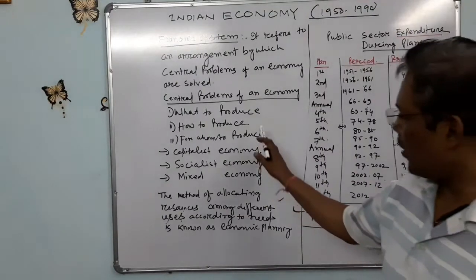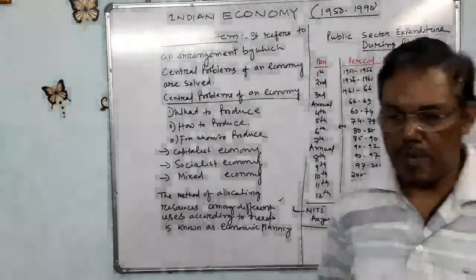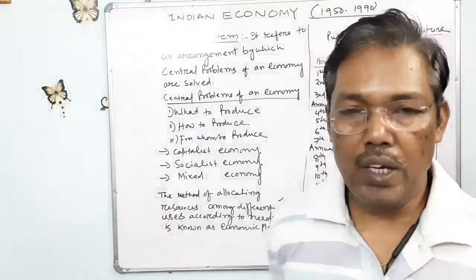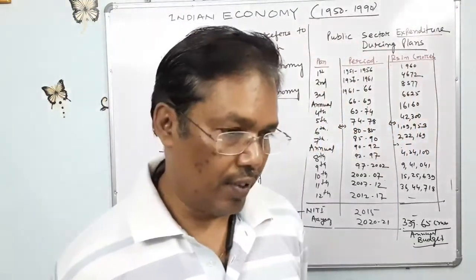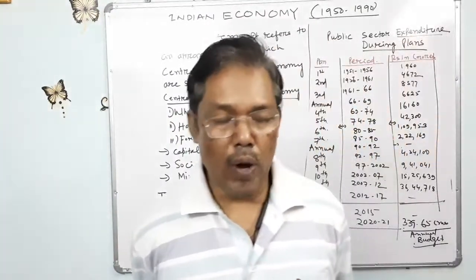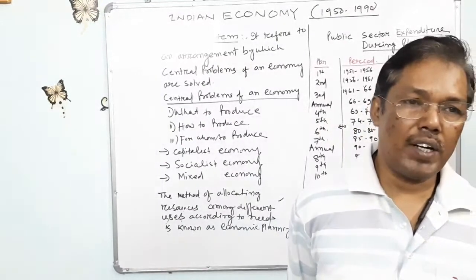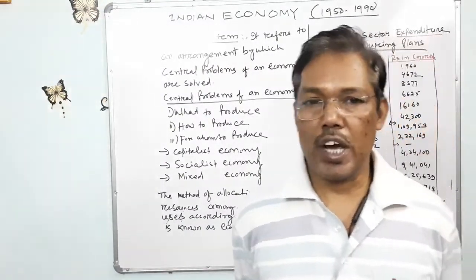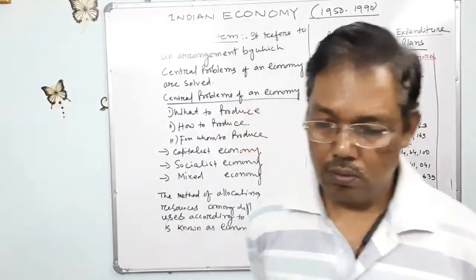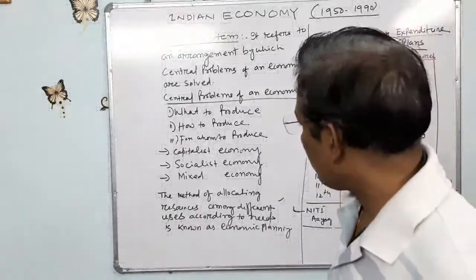So what to produce? It means that as per our requirements to fulfill our daily life, there are so many goods. We could not calculate them one by one. That is why we classify these goods into different types: consumer goods and producer goods. So which goods do we have to produce as per our requirements?